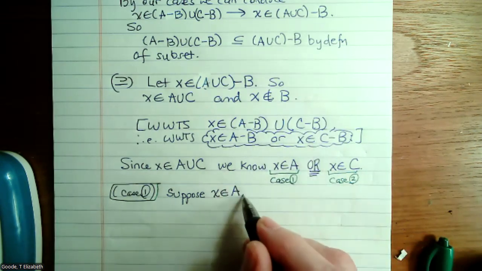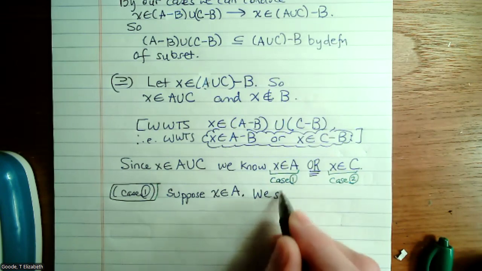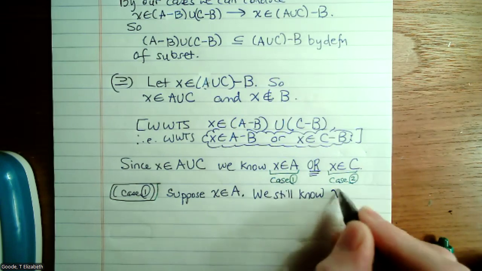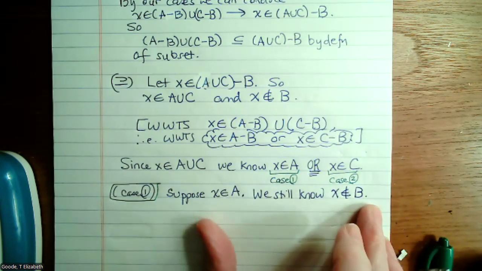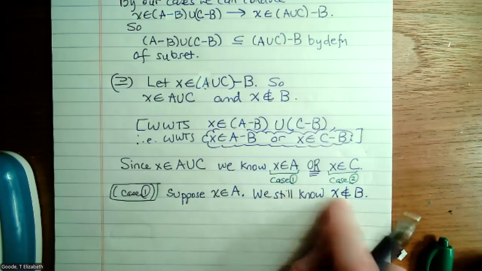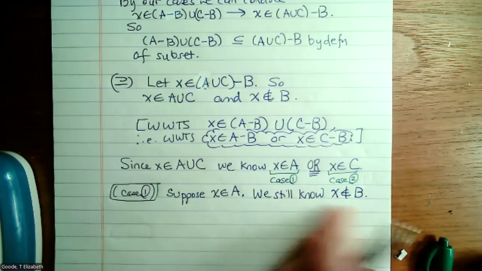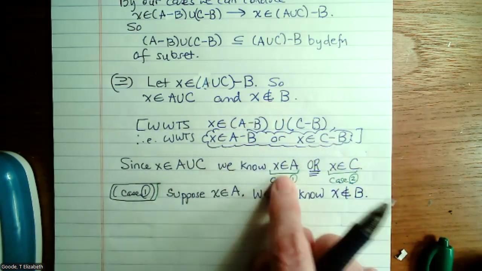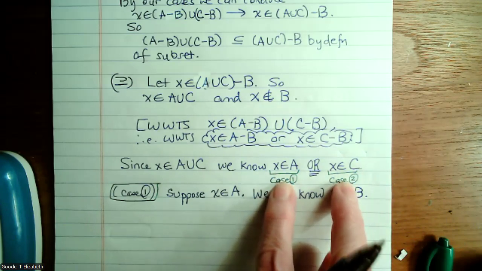And x is not an element in B. Yep, we still know x is not an element of B. Now you can say it lots of different ways, but I'm just saying it that way to kind of baby my reader. You could also say x is not in B. There are different ways to say it. But the point is that's true, whether we are picking case one or case two here.